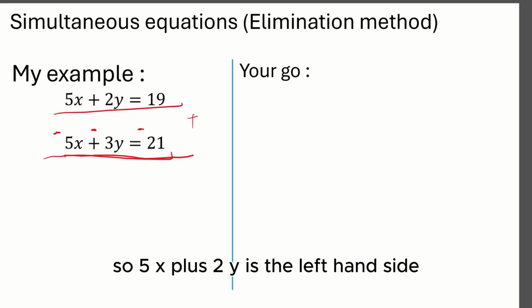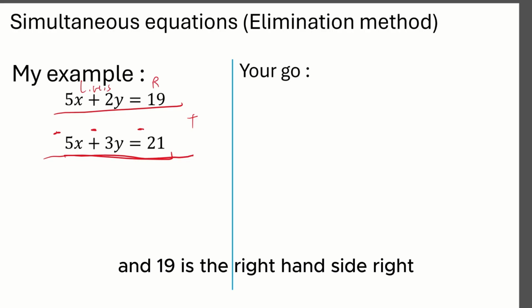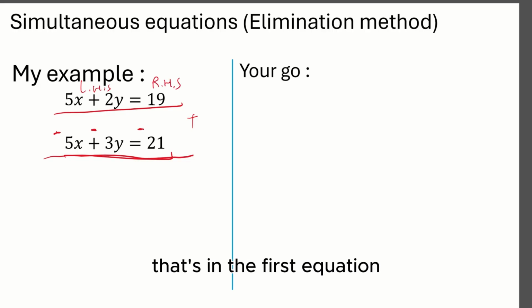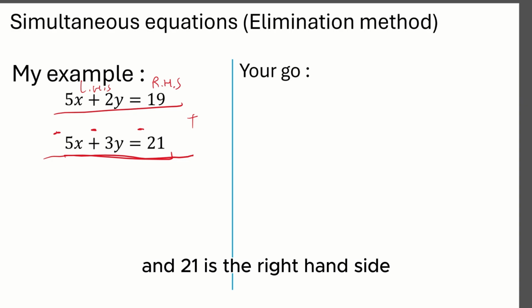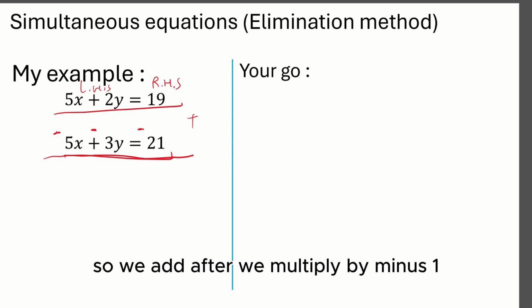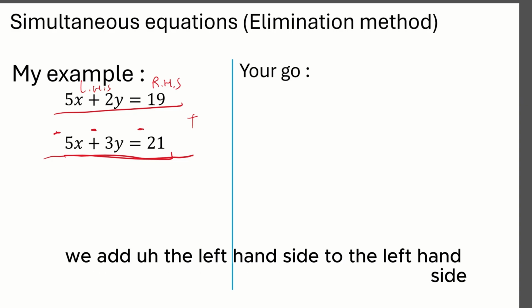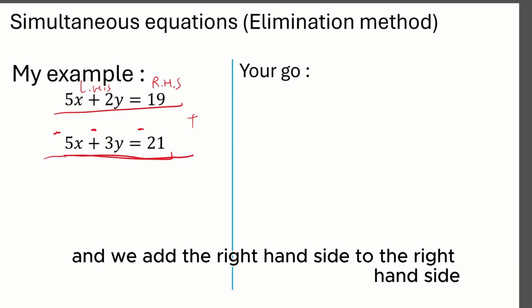So 5x plus 2y is the left-hand side, and 19 is the right-hand side, right? That's in the first equation. And in the second equation, 5x plus 3y is the left-hand side, and 21 is the right-hand side. So after we multiply by -1, we add the left-hand side to the left-hand side, and we add the right-hand side to the right-hand side.